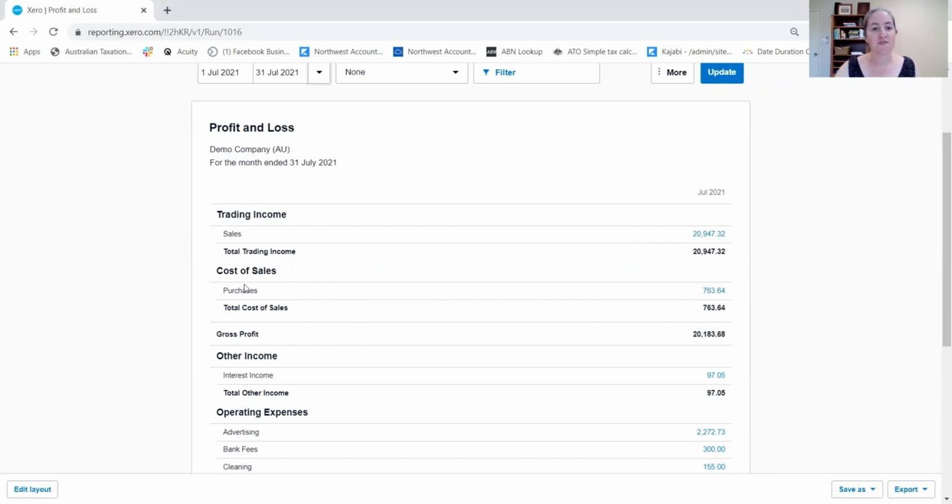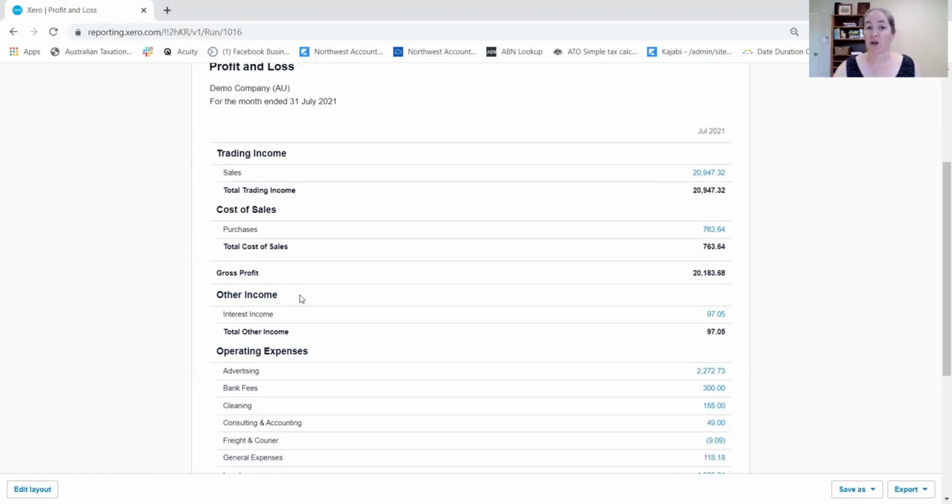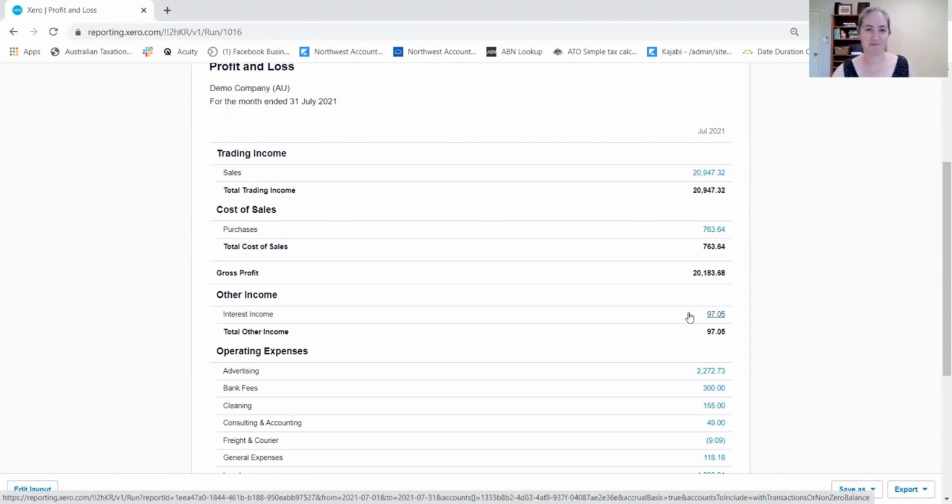So we've got our income coming in, our costs going out. So our cost of sales or our purchases, our direct costs, whatever you want to call those, are the things that we have to pay for directly out of sales that go up when sales go up and go down when sales go down. Then we've got our other income. So in this particular report, it's got interest as other income, which is absolutely correct. It's not a sale. It's not a purchase either.